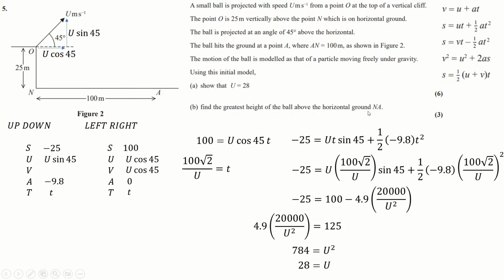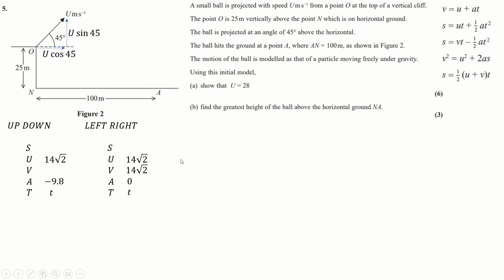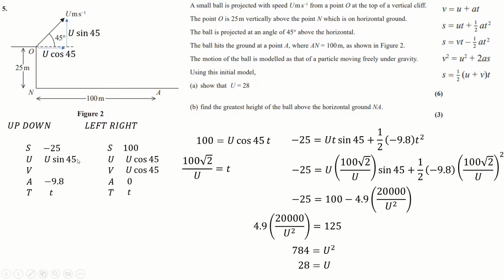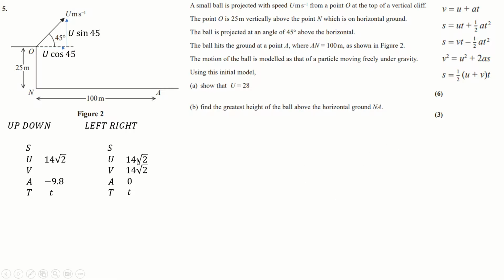Find the greatest height of the ball above the horizontal ground NA. This is actually the one question I lost a mark on, which was disappointing. I'll explain why I did in a second. Firstly, I'm just going to shove in u is 28 and cos 45 is 1 over root 2 and so on to get these results here. And now I've got rid of the displacements because I'm actually thinking about a different situation now. I'm thinking about the situation of it getting to the top of its journey.